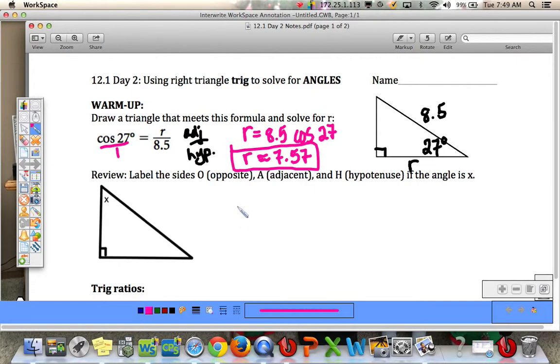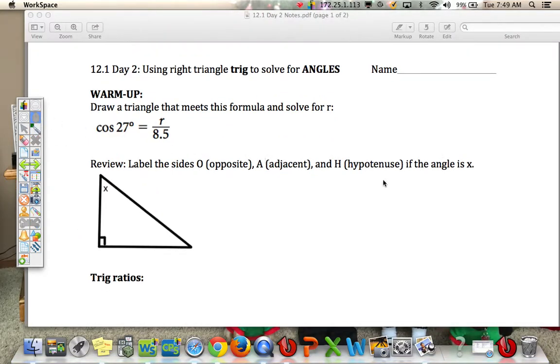Review, label the sides O for opposite, A for adjacent, H for hypotenuse if the angle is x. So this is our reference angle here. All right, hypotenuse, longest side across from the 90. Adjacent is the other side next to your angle. That's not the hypotenuse. And here's the opposite side right here. So be careful. Usually we've been putting our angles down here, but if your angle is somewhere different, you have to change your sides accordingly.